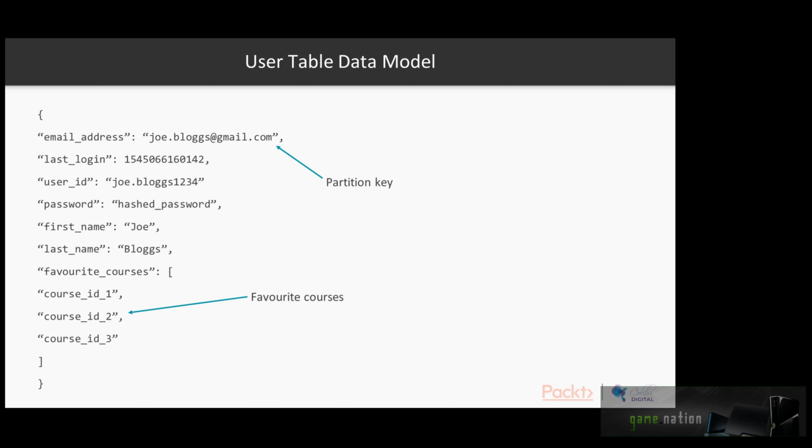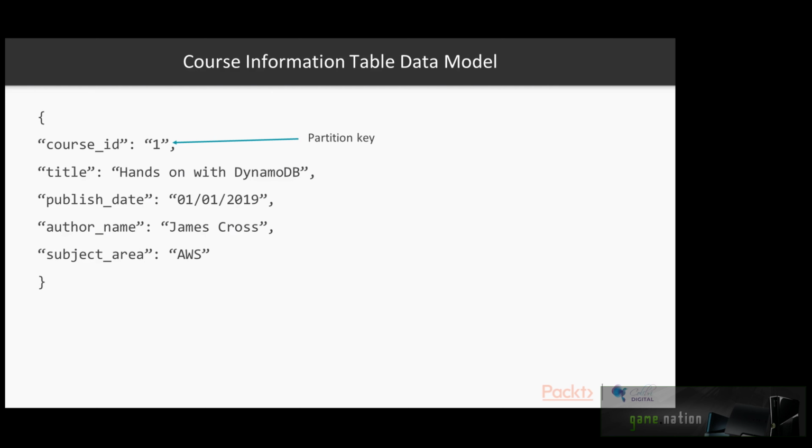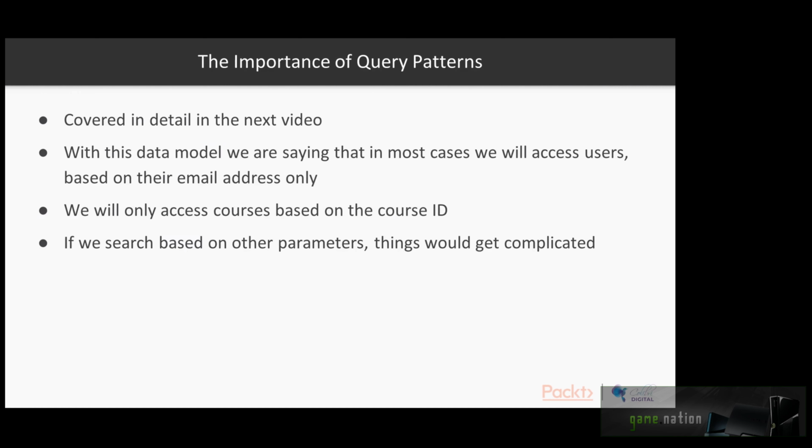Now, there are a few workarounds using secondary indexes and that kind of thing, and we'll talk about the positives and negatives of that approach as well. But for now, let's just assume that we can only access users based on email address, and we can only access courses by course ID. We won't be able to search by author name or published date or anything like that. And it's really, really important. If we want to search based on other parameters, things are going to get complicated.